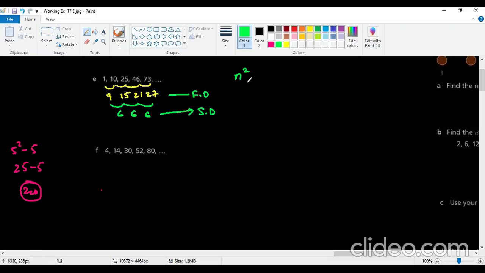Now, n square is actually a 1. Okay. So always when you see this 9, the root of 9 is a 3. So now this is a 3. So what to do with the 3 to make it a 1? We definitely are going to minus 2 from 3 to make it a 1. So this is going to be the term rule for this sequence.